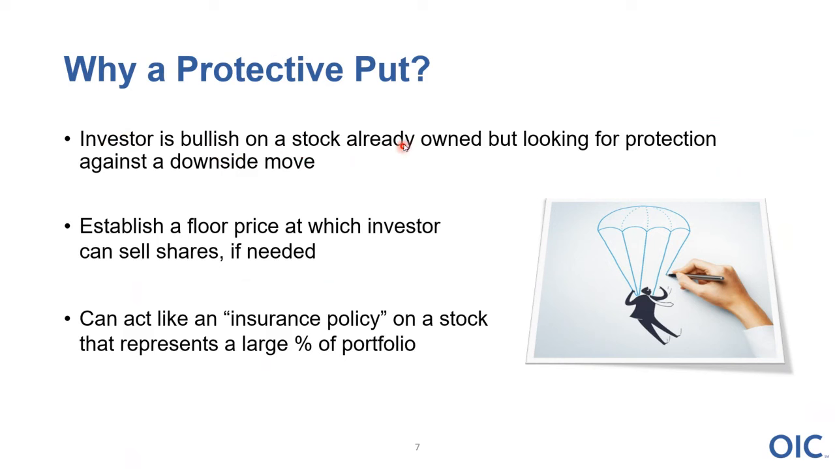Here the investor is bullish on a stock, likely already owned, but is looking for protection against a downside move. If they buy the put option, they now have paid for the right to sell shares at a particular strike price, which can be considered a floor price, or the worst price at which they are allowed to sell their shares if they need to. And of course, they're going to pay for that. Now, there are alternatives to protecting a position outside of using a put option, which I will talk about when we look at the example, but this somewhat acts like an insurance policy. If you're familiar with insurance on a home or on a car, this is similar to that.